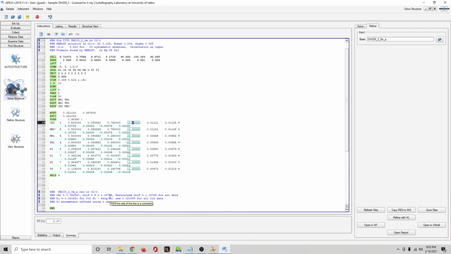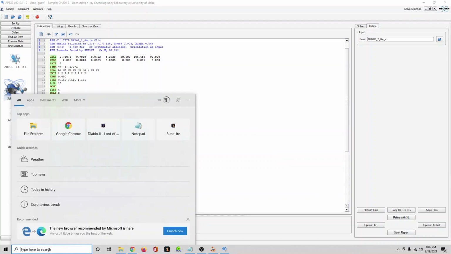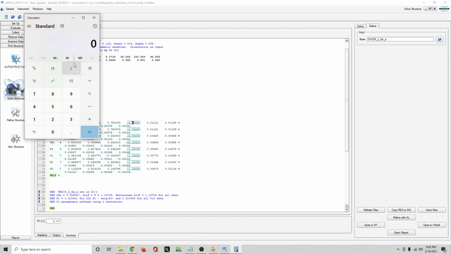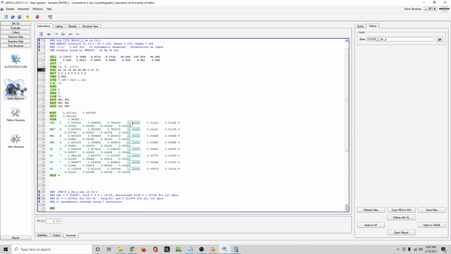So if I bring up a calculator, let's try that. 0.71 times 0.5 equals 0.355. So we can just tell it that since we know it from other data, it's actually 0.355, for example.